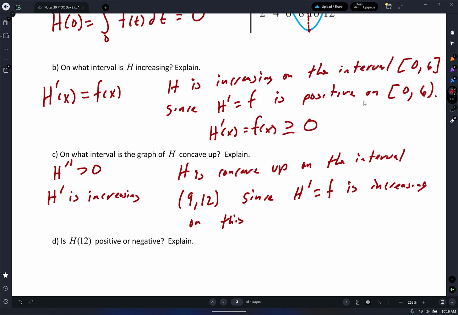on this specific interval. And there it is.